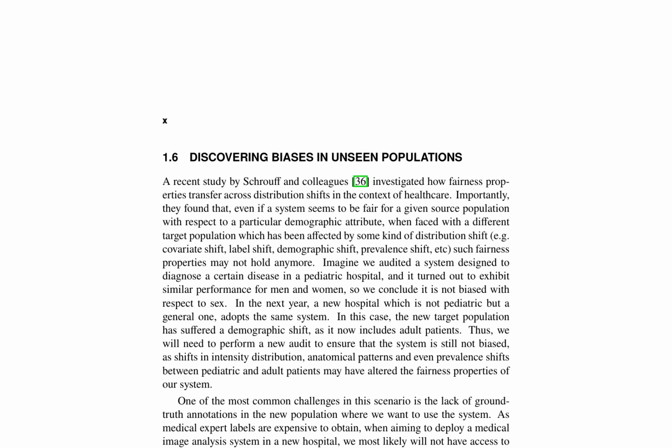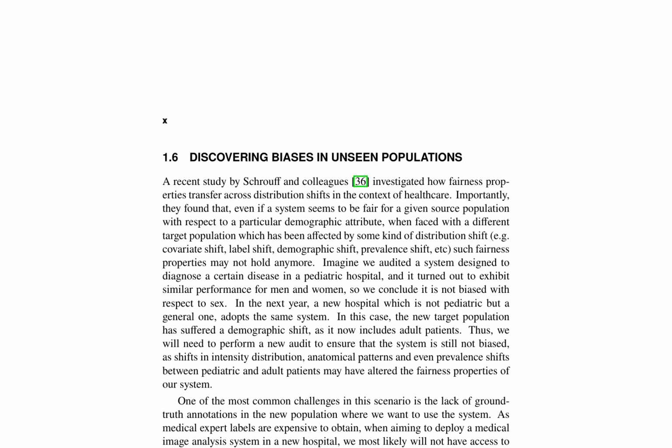In the realm of healthcare, fairness properties in AI systems are susceptible to degradation when deployed in new medical centers, particularly those in different countries or regions. This is due to distribution shifts between the source population, where the system was developed, and the target population, where it is being applied. The absence of ground truth annotations in the target population exacerbates this issue, making it crucial to design methods that can anticipate biases in unseen populations.